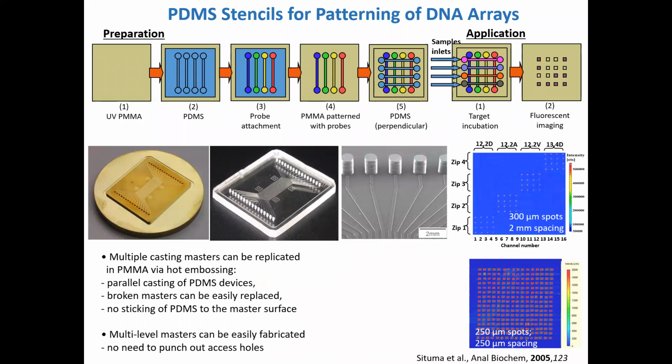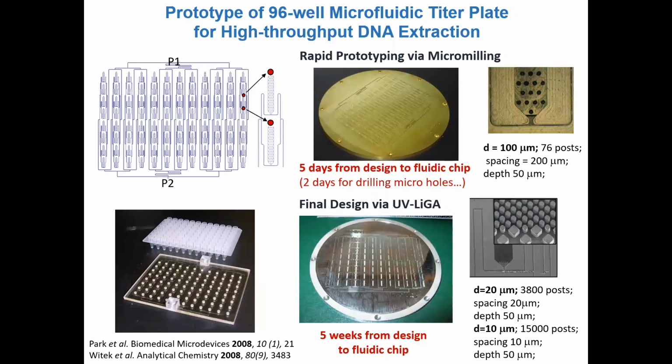We can also make stencils. So we can make our molded piece by starting with the brass tool, making the plastic replica, and using this one for casting of PDMS. I'll show a few more examples later during the PDMS casting part.